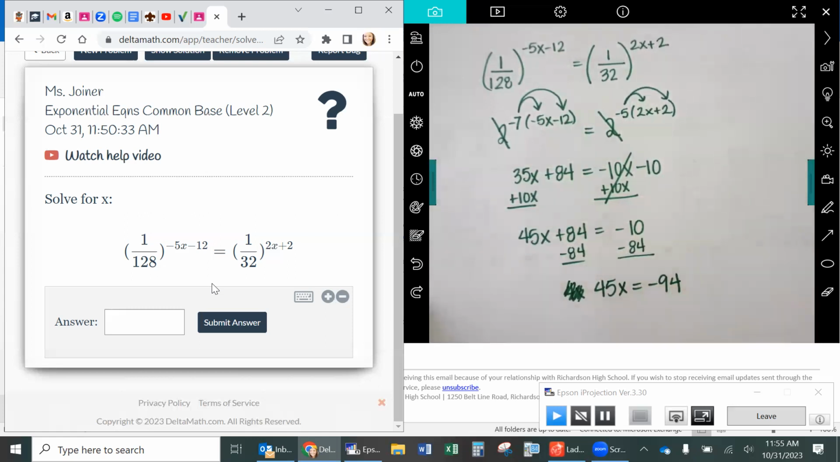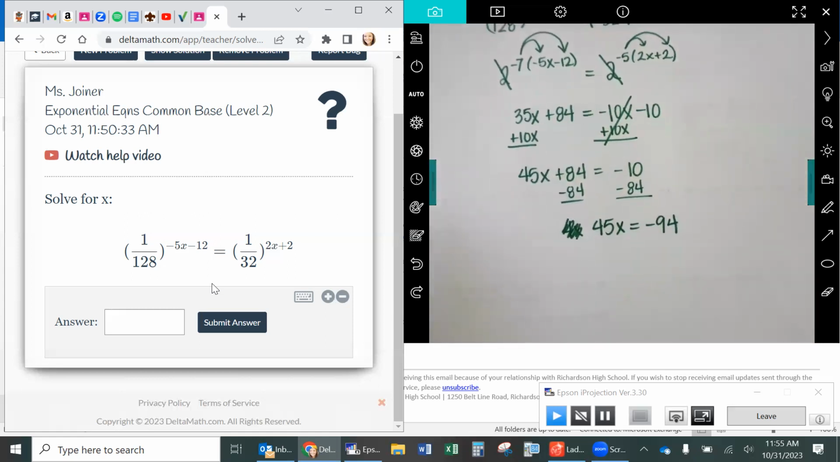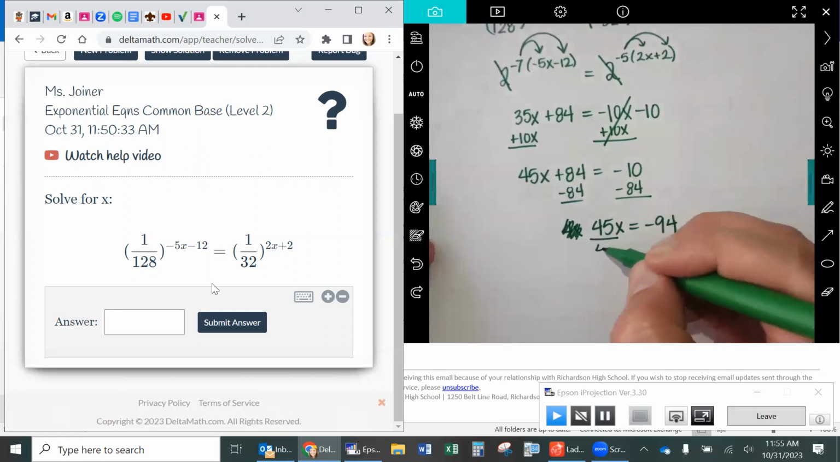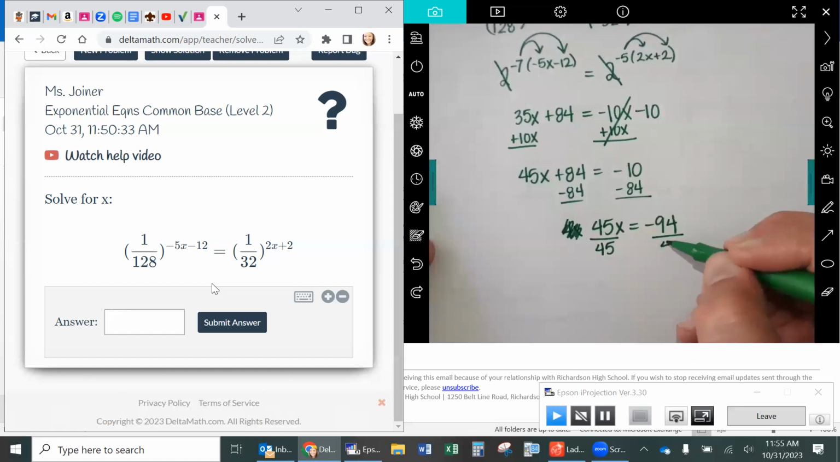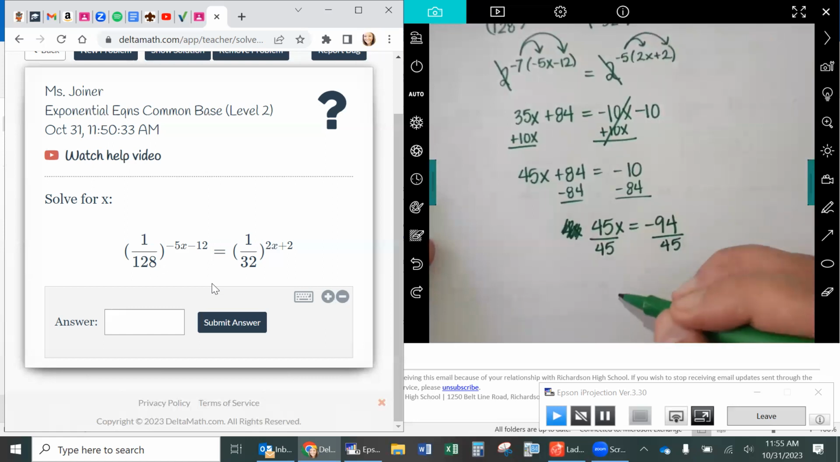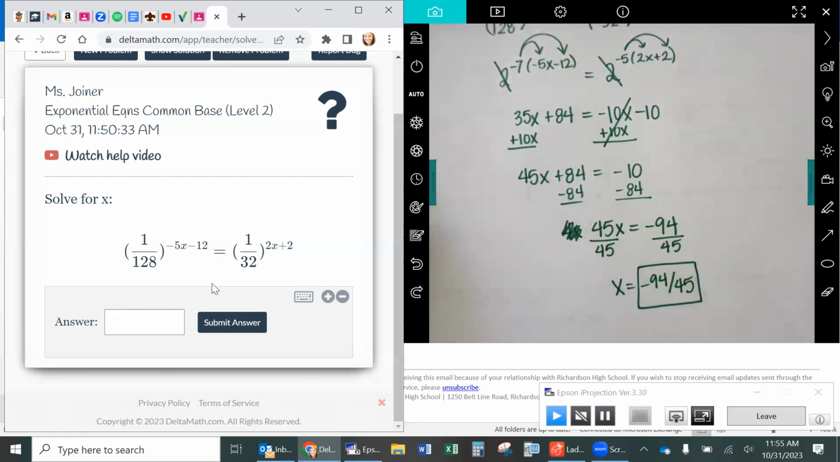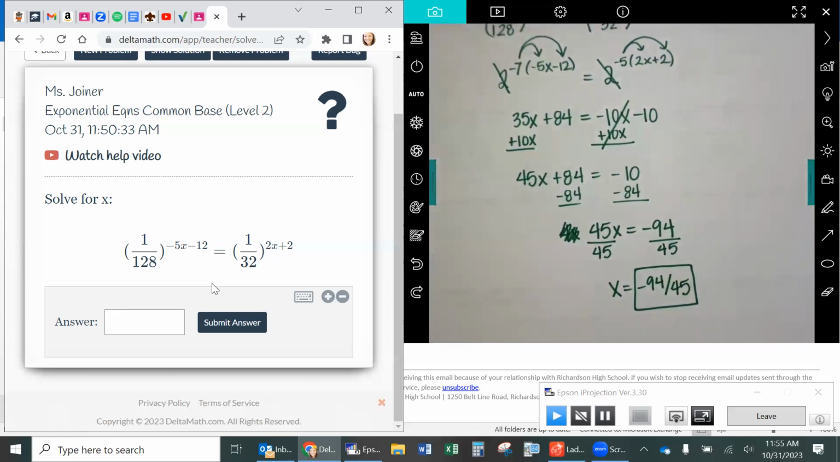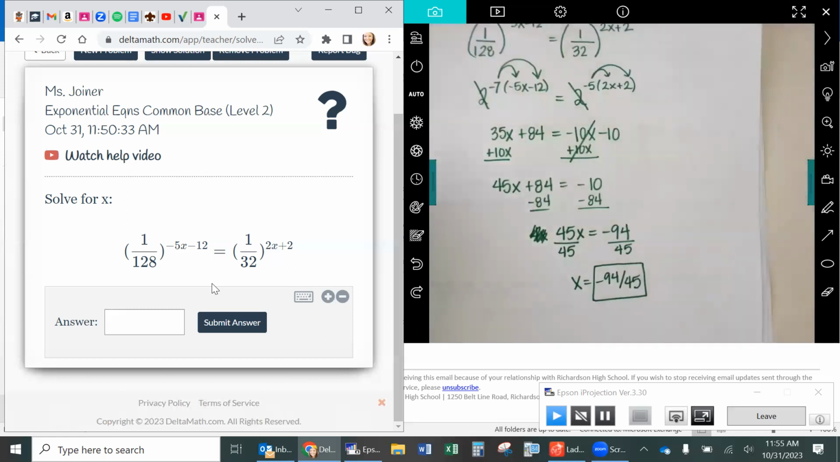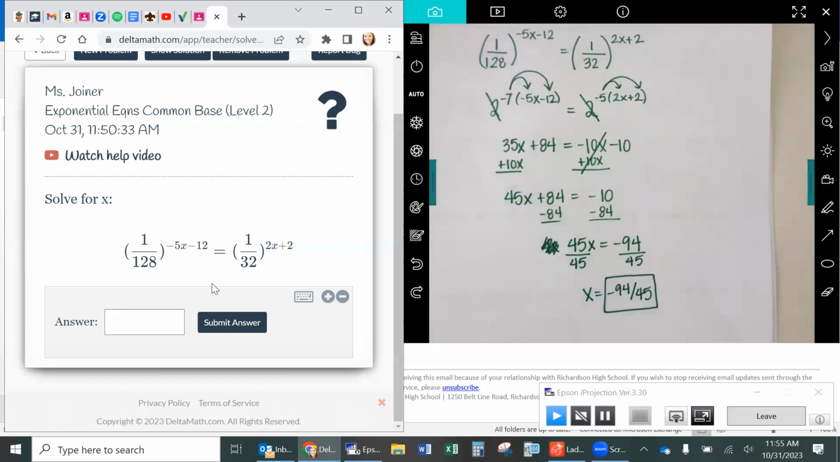Good job. Yeah. And then from there, divide both sides. So it will be -94 divided by 45. Then just leave it like that. Now, in the box, you're only going to put the number. Do not put x equals, it'll count that wrong. So it should be -94 slash 45.